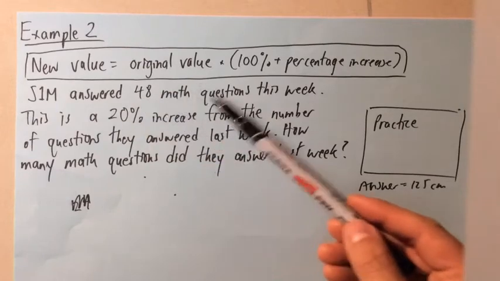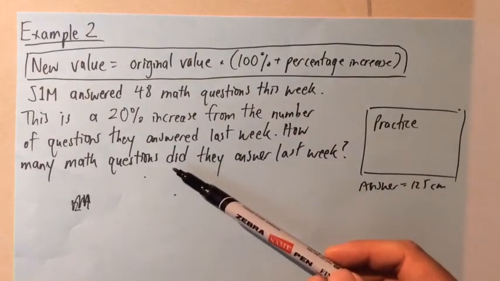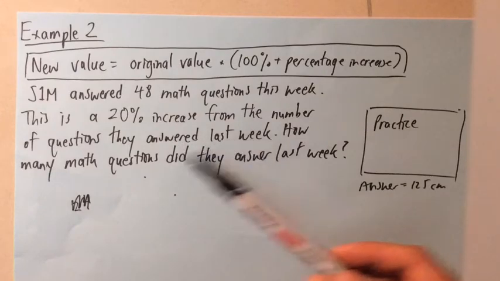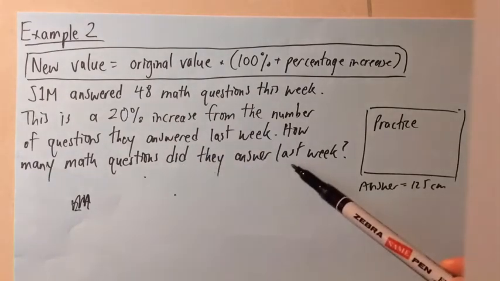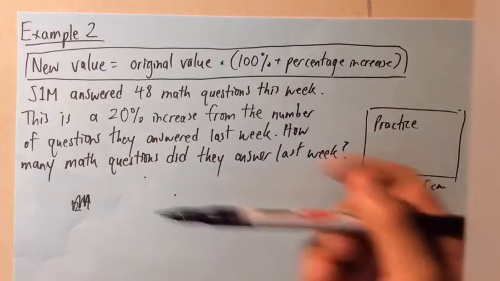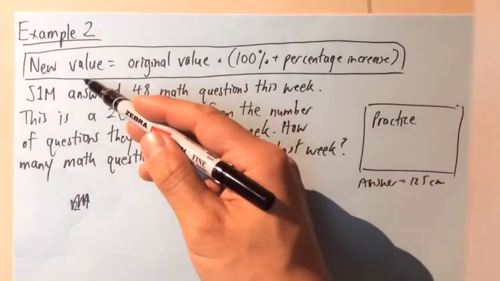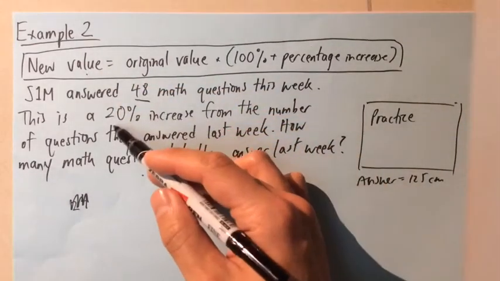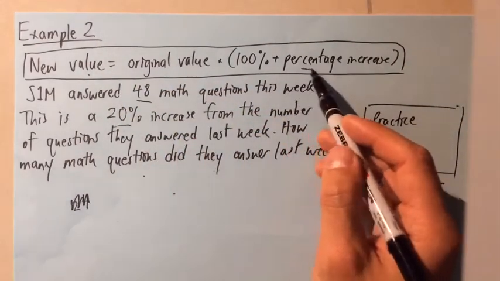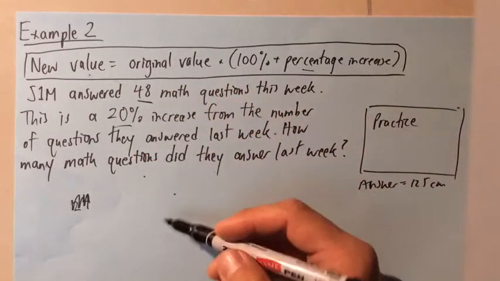S1M answered 48 math questions this week. This is a 20% increase from the number of questions they answered last week. How many math questions did they answer last week? Okay, so which two of these three do we know? We have 48 math questions this week, which would be our new value, okay, and a 20% increase, which is our percentage increase. That means we need to find this, the original value.